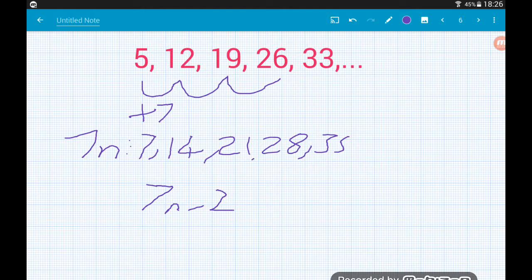Now again, if we want to check it, let's use our sequence to check. So when n is equal to 1, for the first term, we're going to get 7 times 1, which is 7, minus 2 is going to give us 5 for our first term, as we have. When n is 2, 7 times 2 is 14, minus 2 is going to give us 12, ideal. When n is 3, 3 times 7 is 21, minus 2 is 19. Happy days, our nth term works.